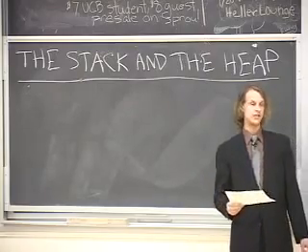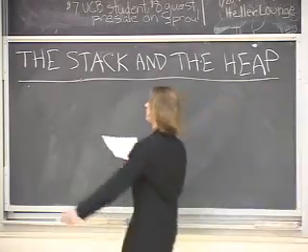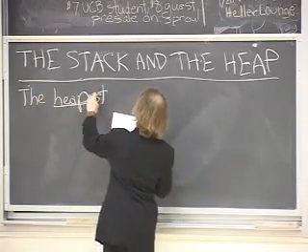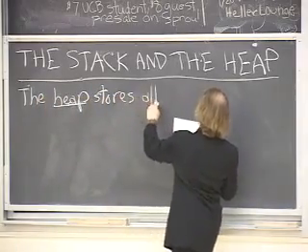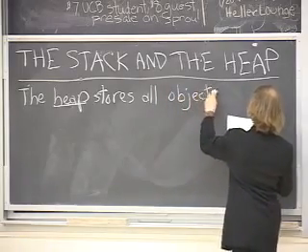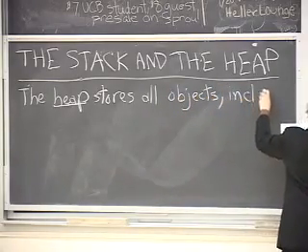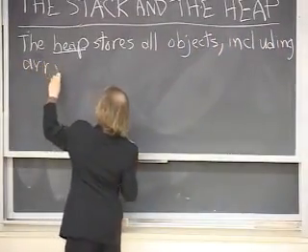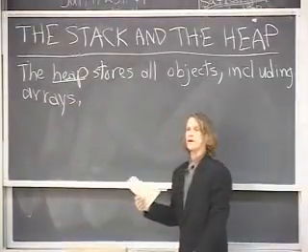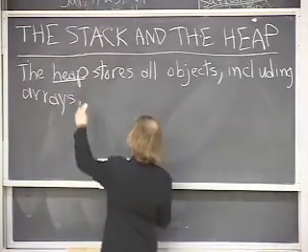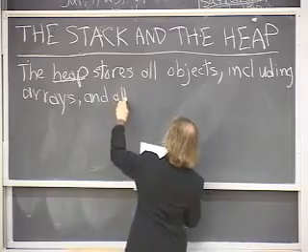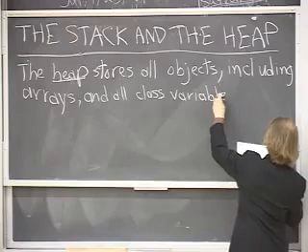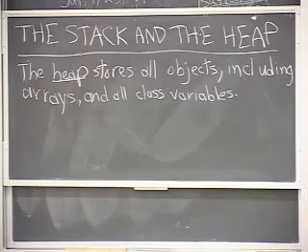So, Java keeps most of the things that you store in variables and fields and elsewhere in two different places. One is called the stack and one is called the heap. The heap stores all the objects. And I mean all the objects, with no exceptions, including arrays. And just for reference, it also stores all your class variables, in other words, those that are declared static.